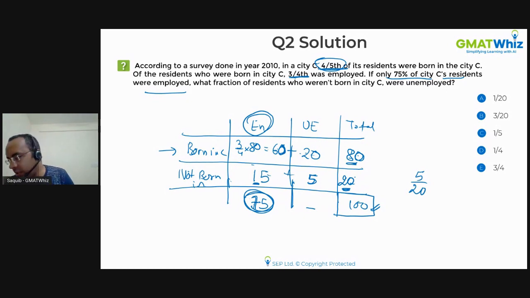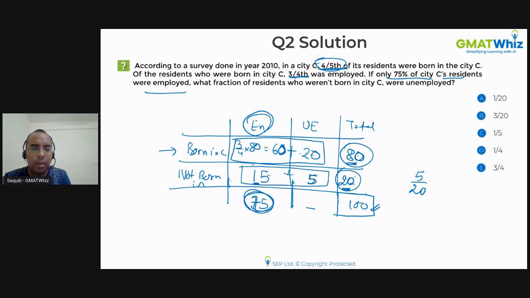So if you want to use the matrix method, this is the way you do it. You make a 2 cross 2 table like this: born, not born, employed, unemployed. You add up the totals here. This total is the sum of these two. This total is the sum of these two. 75 is when you're adding it vertically, and 25 is again you're adding it vertically. I would strongly suggest try out both the methods and see which one works for you.